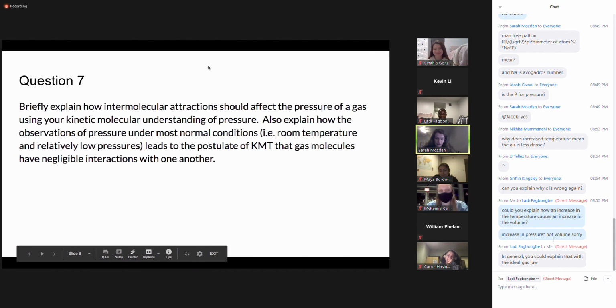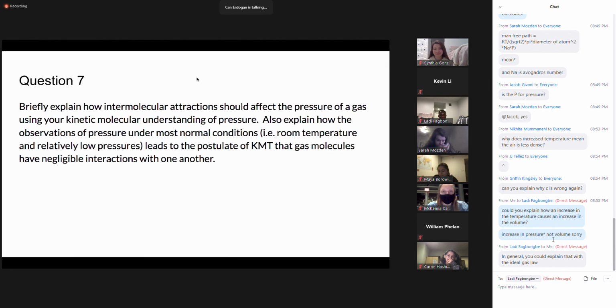Any final questions on this? Yeah, John, go ahead. Can you explain again why or how you observe a positive deviation? I understand the negative. It's because of the polar molecules just attracting each other more and dragging each other down.